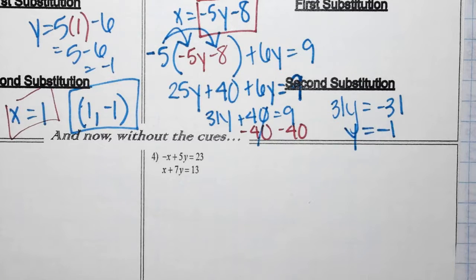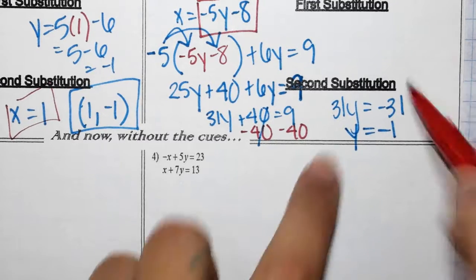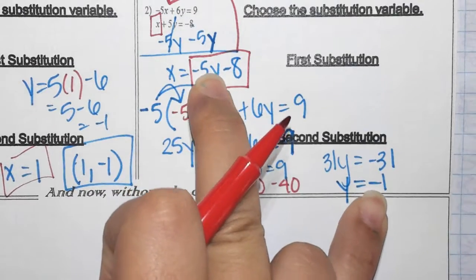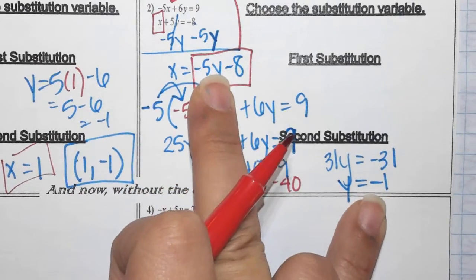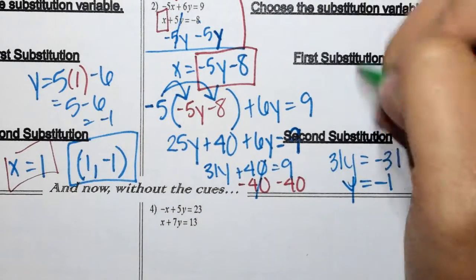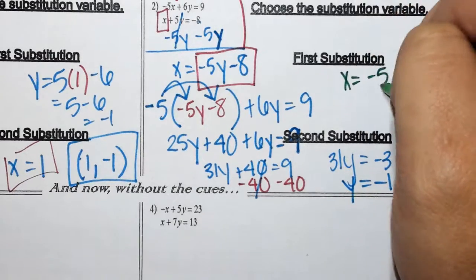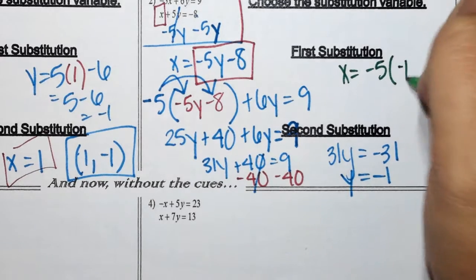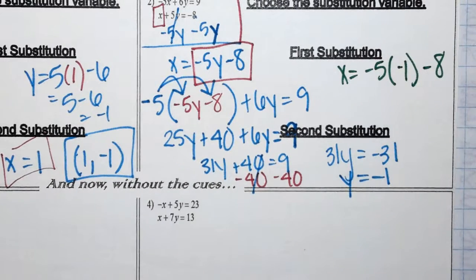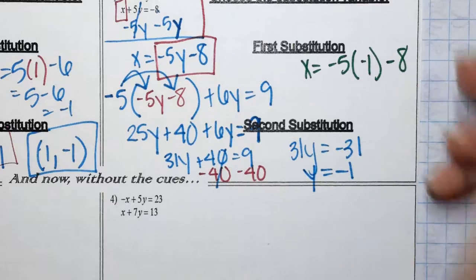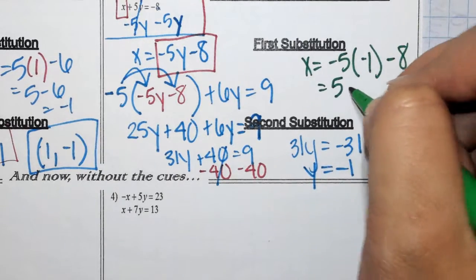Negative 1. Now we know what y is. Do we need to find x? Yes. So we're going to take what y equals and plug it in right here. Does everybody understand? Alright. So we have x equals negative 5 times, what is y? Negative 1. Now, what is negative 5 times negative 1? It's 5. Positive 5.